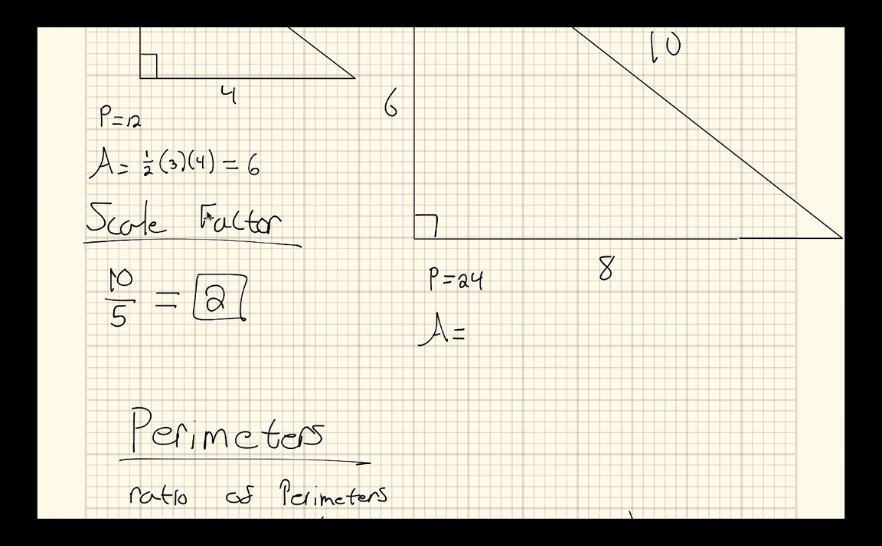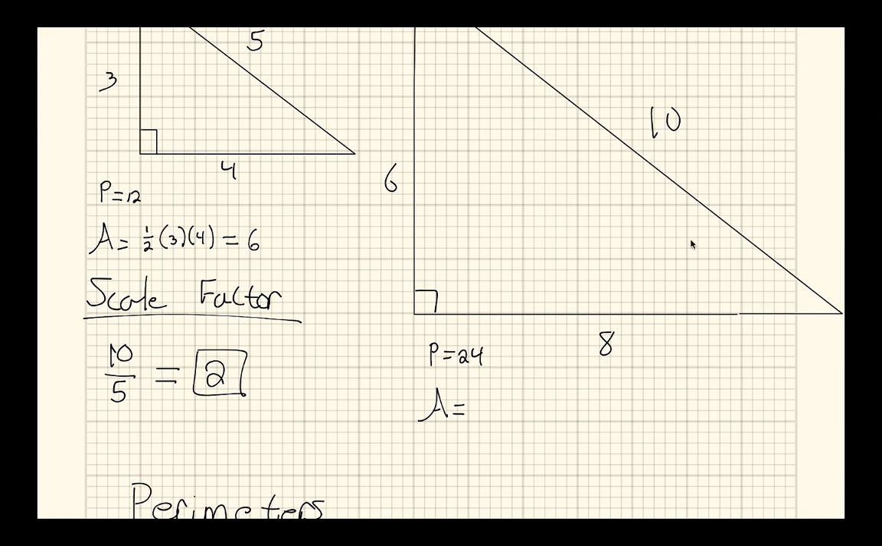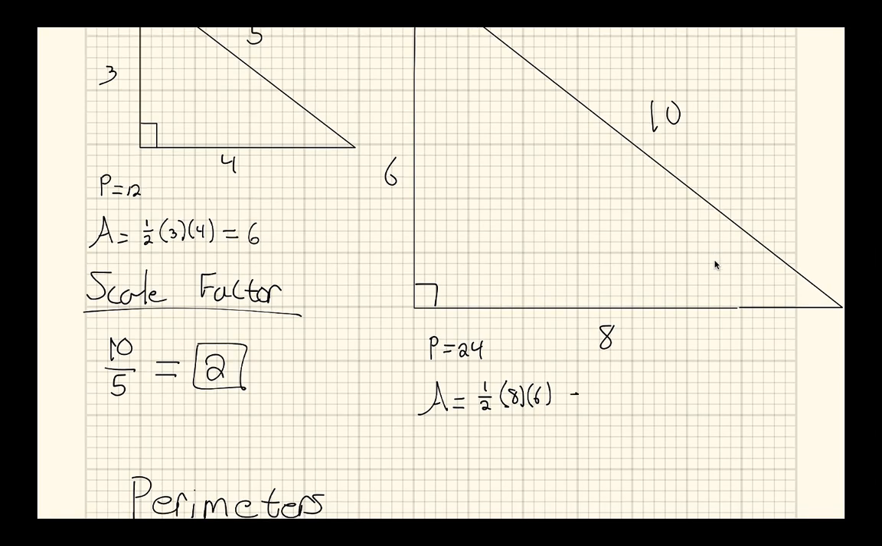All right, my next area is 1/2 of 8 times 6. 8 times 6 is 48. 48 divided by 2 is 24. So notice they don't have the same scale factor. 6 times 2, if it was going to increase by the same scale factor, is not 24.